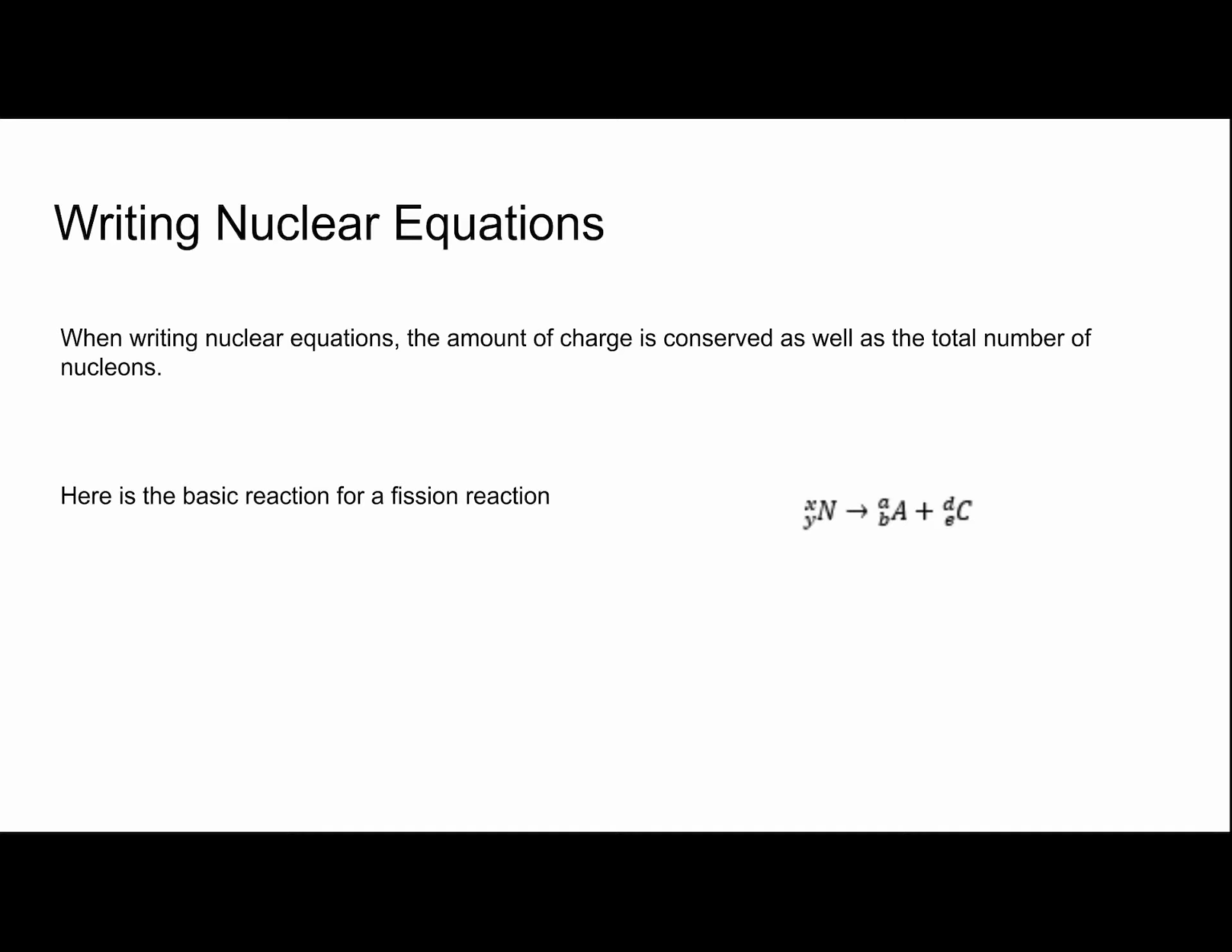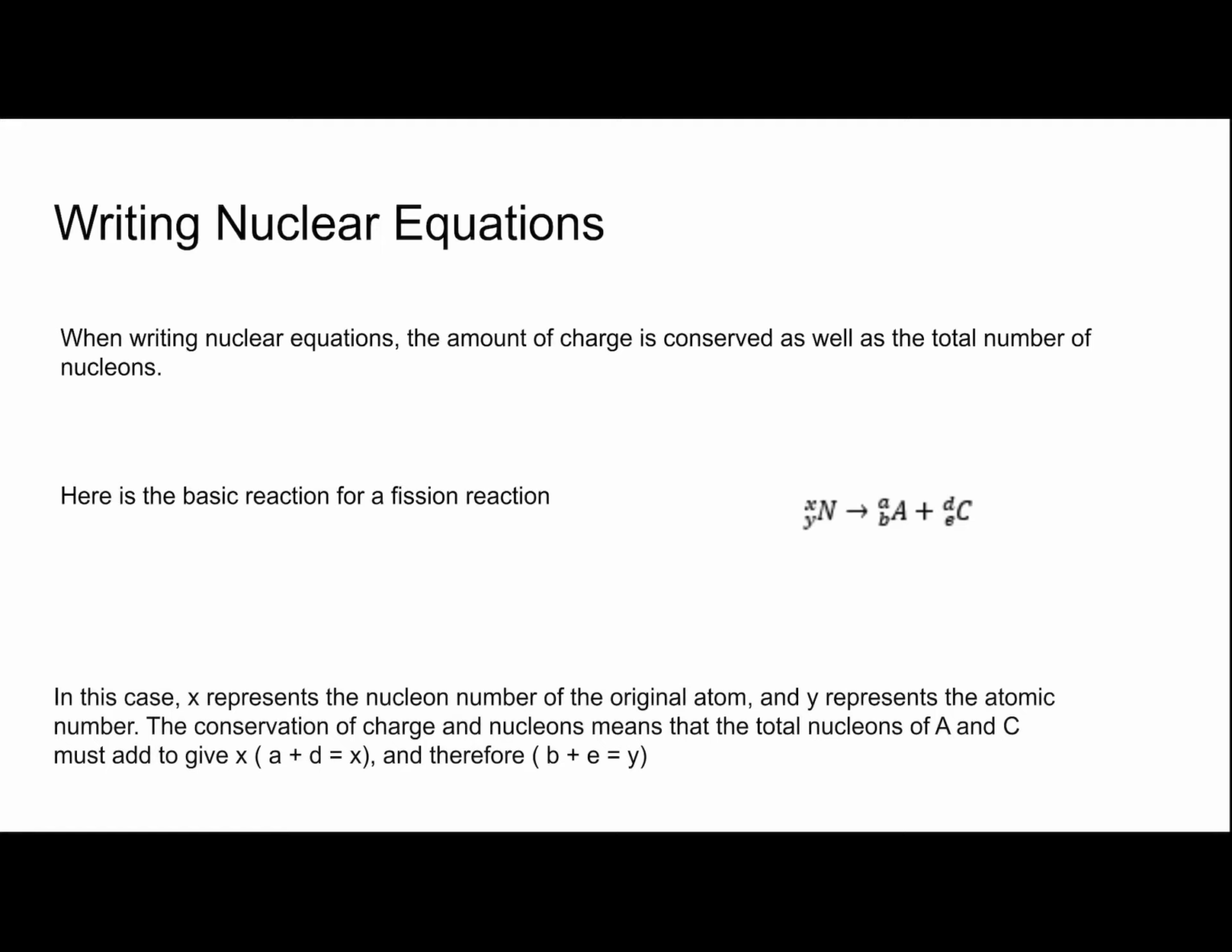In this case, X represents the nucleon number of the original atom, and Y represents the atomic number. The conservation of charge and nucleons means that the total nucleons of A and C must add to give X. So we have A plus D equals X, and therefore B plus E equals Y. The total number of nucleons is the same, and the total charge is the same, so the protons are the same. So B plus E equals Y, and A plus D equals X.